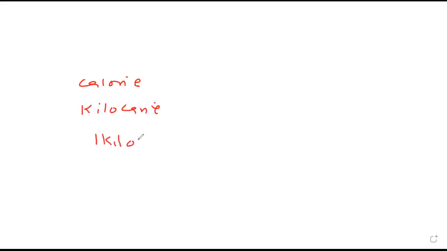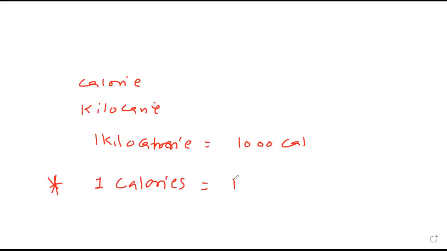1 kilocalorie is equal to 1000 calorie. Very, very important relation between joule and calorie. Very important. Fixed, they will ask. This you can write in your book. 1 calorie equals 4.186 joule. Approximately we can say 4.2 joule. 1 calorie is 4.186 joule, which is approximately 4.2 joule.